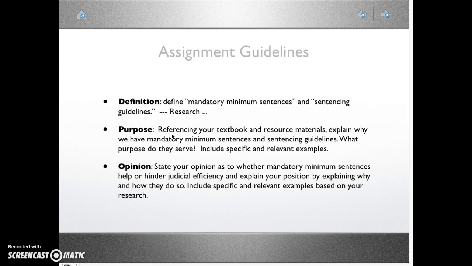So you can use your textbook and the resource materials that are offered this week. And then you need to state your opinion as to whether mandatory minimum sentences help or hinder judicial efficiency, and explain your position by explaining why and how they do so. So again, include specific and relevant examples based on your research. So use your resources that you have. You can do some other research online and see if you can come up with some specific and relevant examples, something to enhance your position, your paper on this particular area of the requirements, okay?